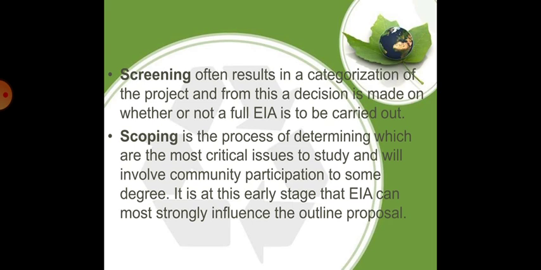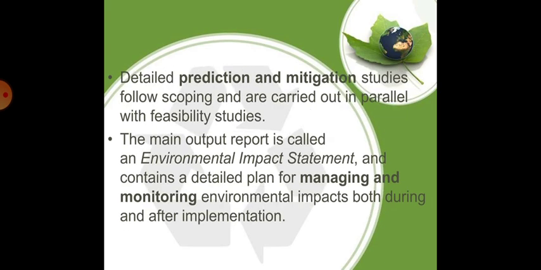Scoping is the process of determining which are the most critical issues to study, and will involve community participation to some degree. It is at this early stage that EIA can most strongly influence the outline proposal. Detailed prediction and mitigation studies follow scoping and are carried out in parallel with feasibility studies.